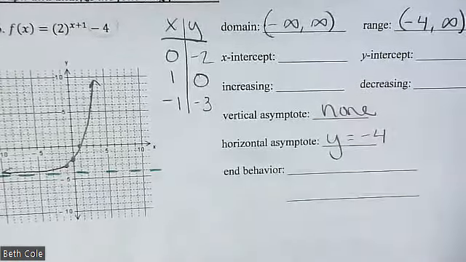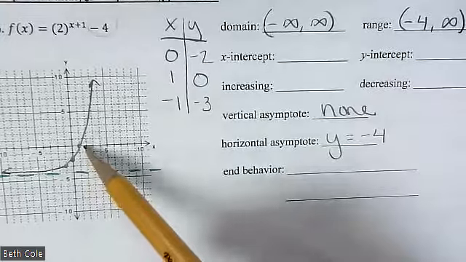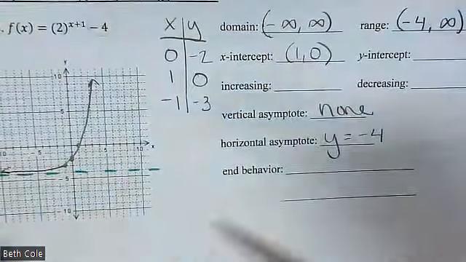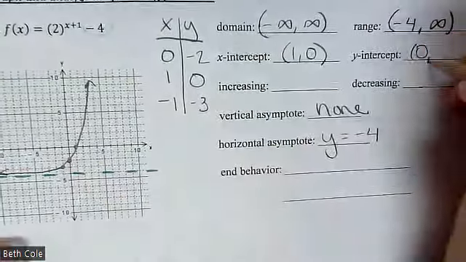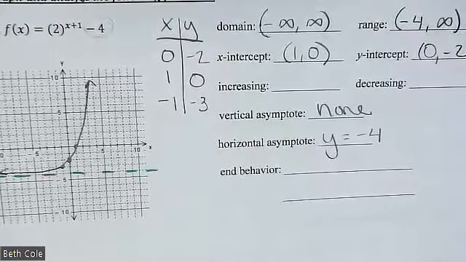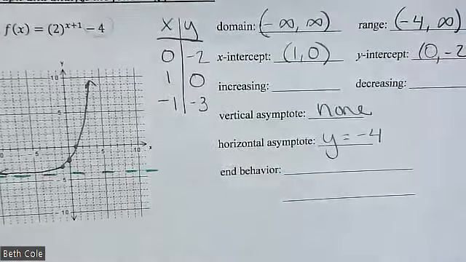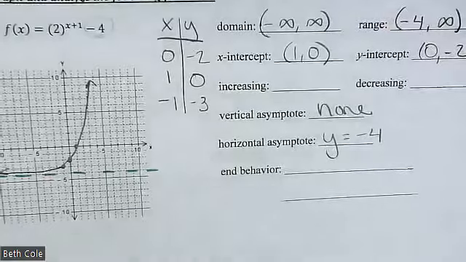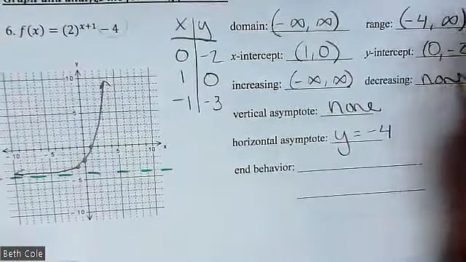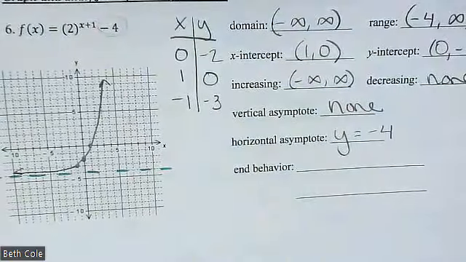X-intercept. Basically, just look at it. Where is it? 1, 0. Perfect. Y-intercept, 0, -2. Increasing and decreasing. It only does one or the other, so one of these is also going to say none. It's increasing for the whole domain, which is all reals. Decreasing is none. I love these. These are just the best graphs. A lot of stuff says none.